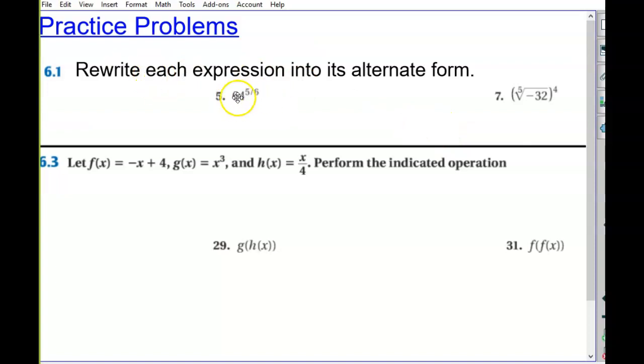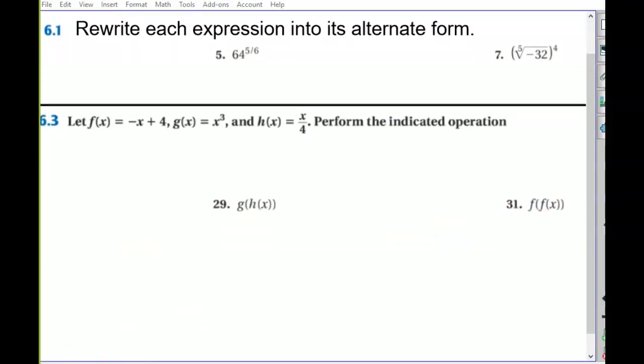So what I'd like you to do here is remember, if I have 64 to the 5/6 power, all I want you to do is rewrite it in the alternate form. So this one is a fractional exponent. Can you write it so it has a root in it? And then for 7, it has a fifth root. Can you rewrite it so it has a fractional power? You don't have to solve it, just rewrite it. And then for the ones down here, this is the composition of a function. Try g of h of x and f of x. And we'll give you a couple minutes on each of these.